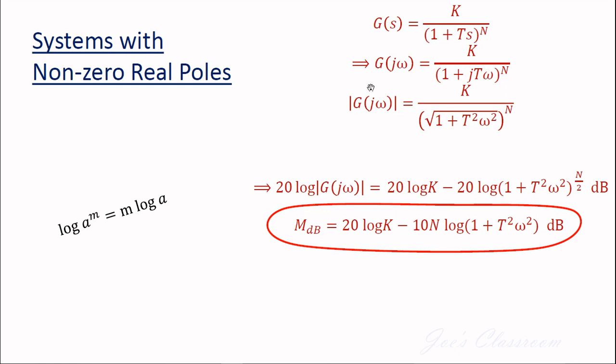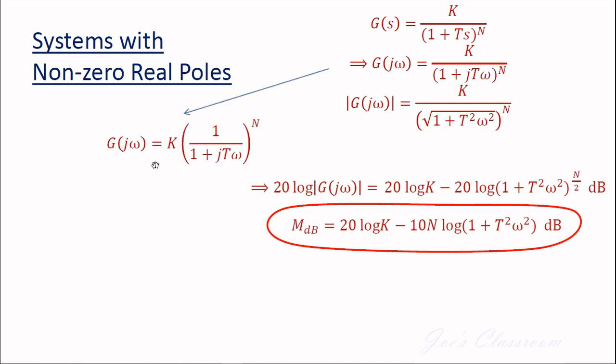Now it's time to get the angle of G(jω). We got the magnitude in decibels, and now it's time to get the angle of G(jω). If you take this as a complex number totally, I've got a numerator and denominator, of course. The numerator is a constant K, so I can take this constant K here, and write this as K into 1 by this particular term. Again, I can write it as K into 1 by (1 plus jTω) the whole power n. There is nothing wrong in it.